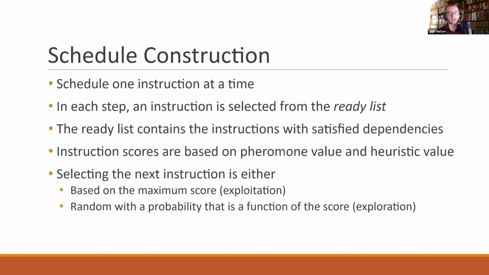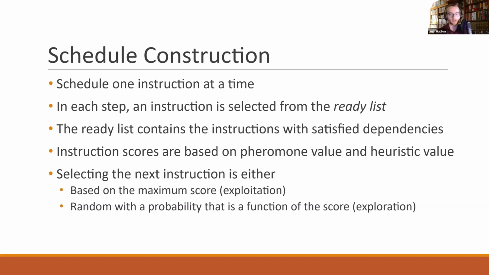The ants construct schedules one instruction at a time. The ants choose instructions from their ready list, which is a structure that holds all instructions that have had all their dependencies satisfied. We then assign each instruction a score, which has a component based off of a lookup into the pheromone table, as well as a component based on whatever heuristic we're using.